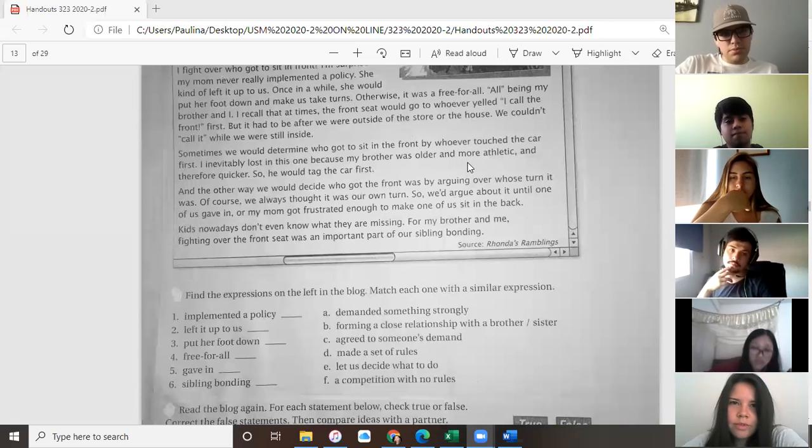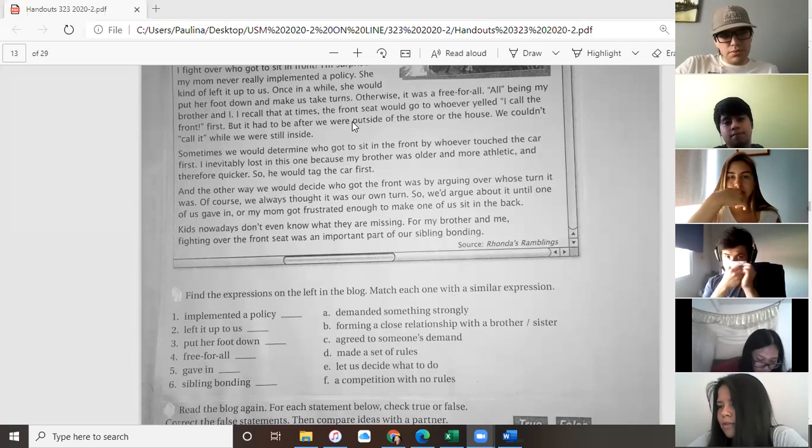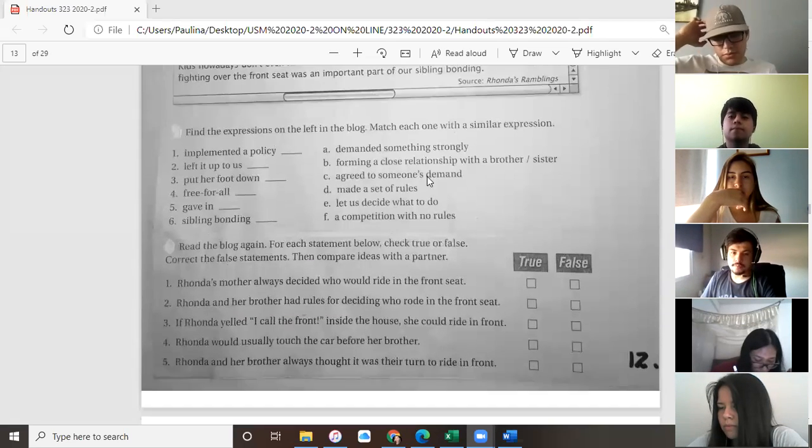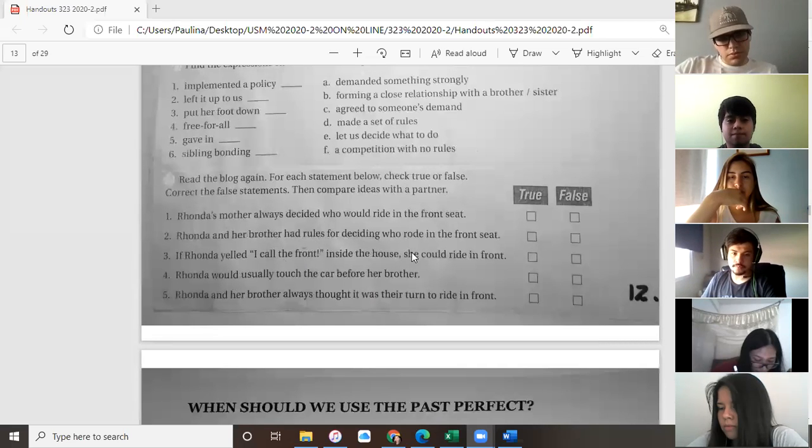They have to be outside of the store or... But it had to be after we were, yes, you're right, outside the store, of the house, yes. Very good, yes, Paula, we were outside of the store. You have to be outside, so it's false. I thought that it was outside the car.